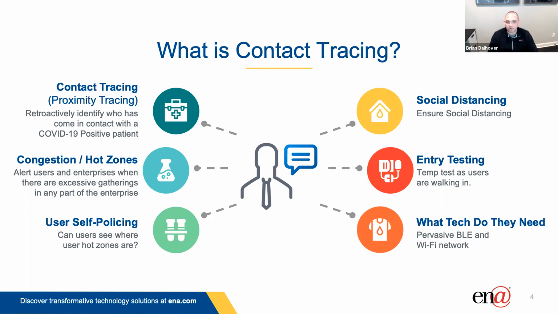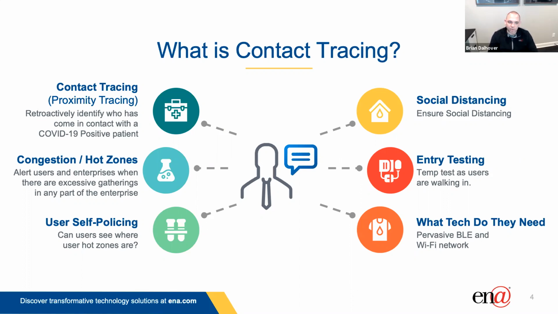Another thing is we can identify congestion and hot zones. So we can actually alert users or enterprises, you can alert your staff, whatever you need to do. You can alert them when there are excessive gatherings in some part of the enterprise. So if you had a social distancing limitation, you say, hey, I can't have more than 10 patients in the lobby or in the waiting room. You can notify folks who arrive on site that the lobby is full to please wait in their vehicle. You can create some of those notifications to minimize those congestions or hotspots.